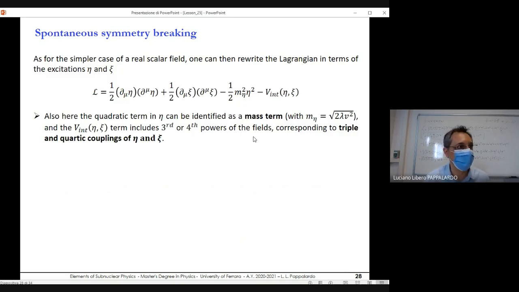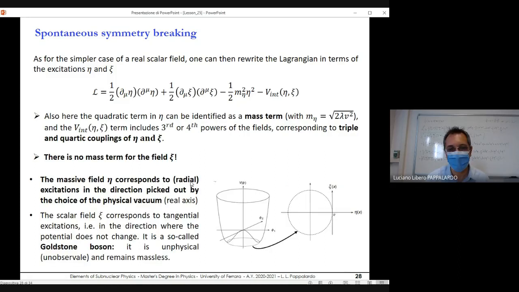What is missing? You already see that there is no mass term for the field C. Okay, so if you perform all the calculation, we find that you will get a mass term, so a quadratic term for the eta particle, but not for the xi. So something is happening here. Let's start to understand a bit more.